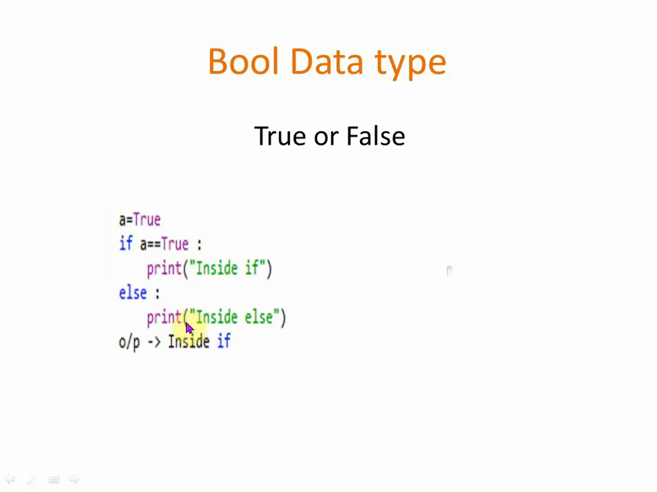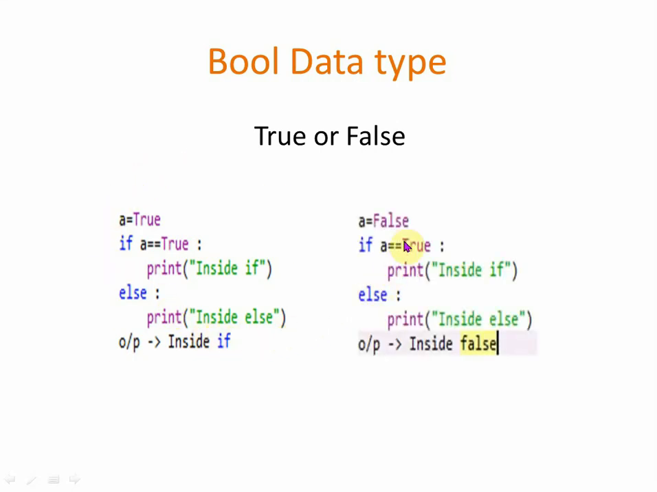Now let's come here. Here I assign a equal to false, and a is not equal to true. So what will this equal-to operator return? It finally returns false, and this code won't run. The other code will run. It will print inside else. Sorry, I have written it wrong here. It must be inside else.